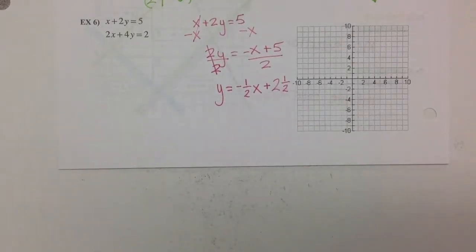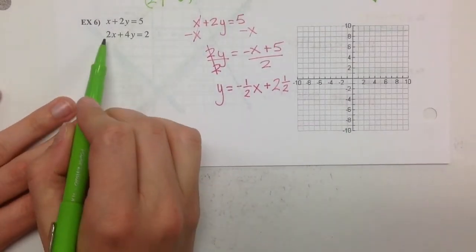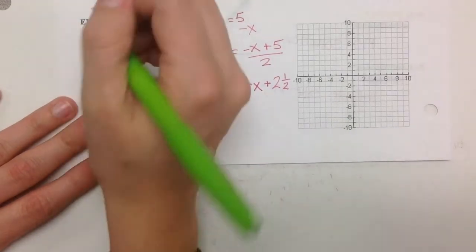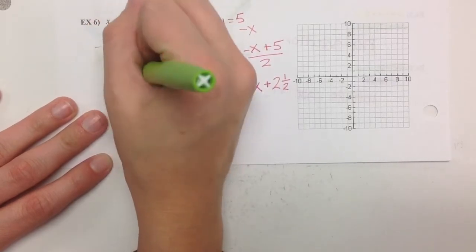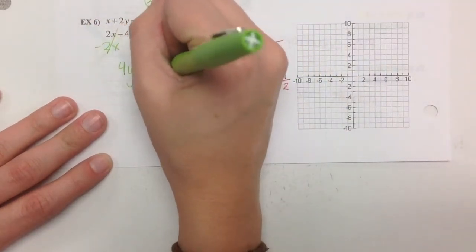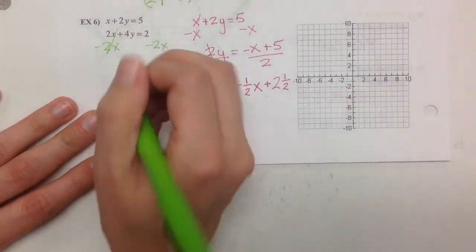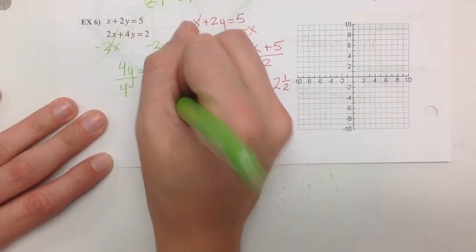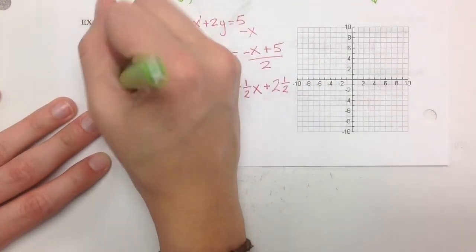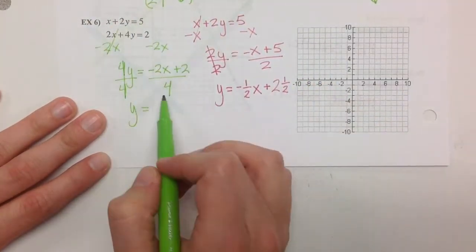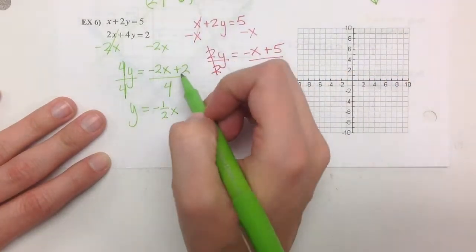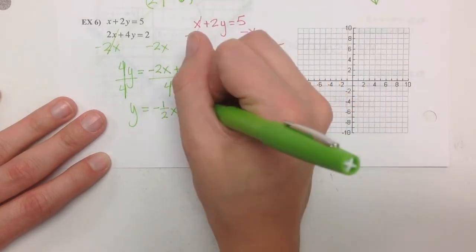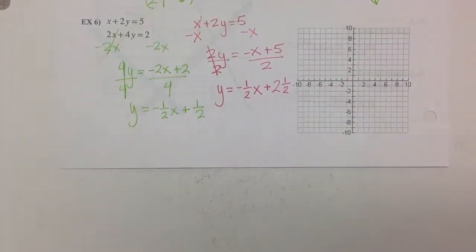For the second equation, we've got 2x plus 4y equals 2. So again, first thing I'm going to do is subtract the 2x to move it over. We've got 4y equals negative 2x plus 2. Then I need to divide by 4, and I divide the whole other side by 4. This becomes y equals negative 2 over 4, which is negative 1 half x, and 2 over 4 is plus 1 half, or 2 fourths, which simplifies to 1 half. So we've got our two equations.